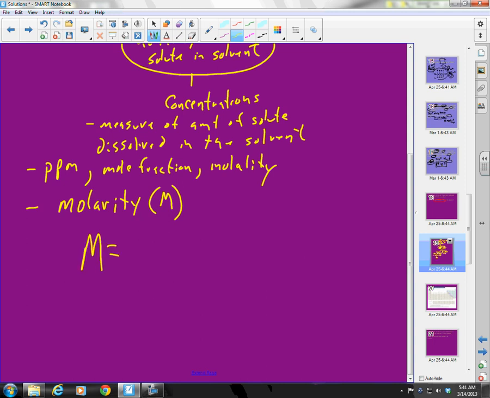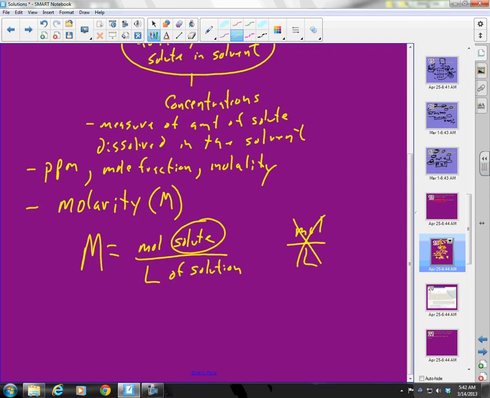Molarity is equal to moles of solute per liter of solution. Good. And this is important, that we understand this entire definition. Some people will say, oh, it's moles per liter. Well, that's not quite right. It's not moles of anything. It's only the moles of solute. And it's not liters of anything. It's liters of solution. What does that mean, liters of solution?